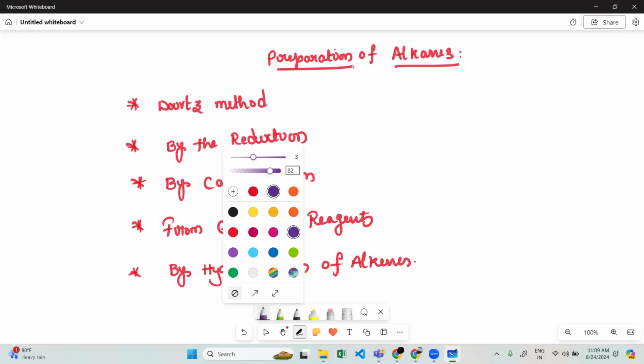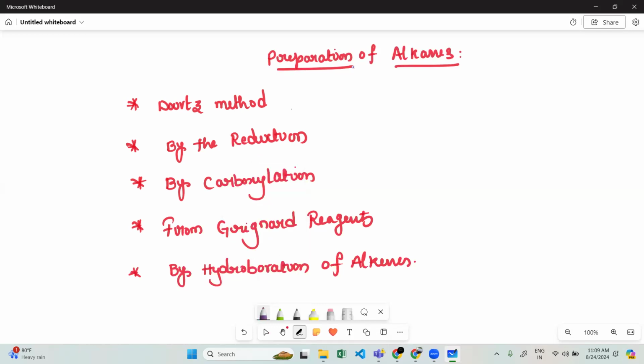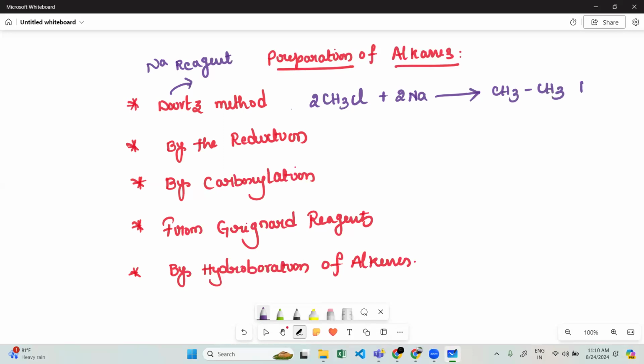In the Wurtz reaction, basically sodium is the reagent. The reactant is the alkyl halide. Let's take 2 moles of alkyl halide and 2 moles of sodium, which is the reagent. When the alkyl halide reacts with sodium, it forms the alkane plus 2 NaCl. In the Wurtz reaction we use dry ether. If you use wet ether, it will make alcohol. That's why dry ether is always preferred.